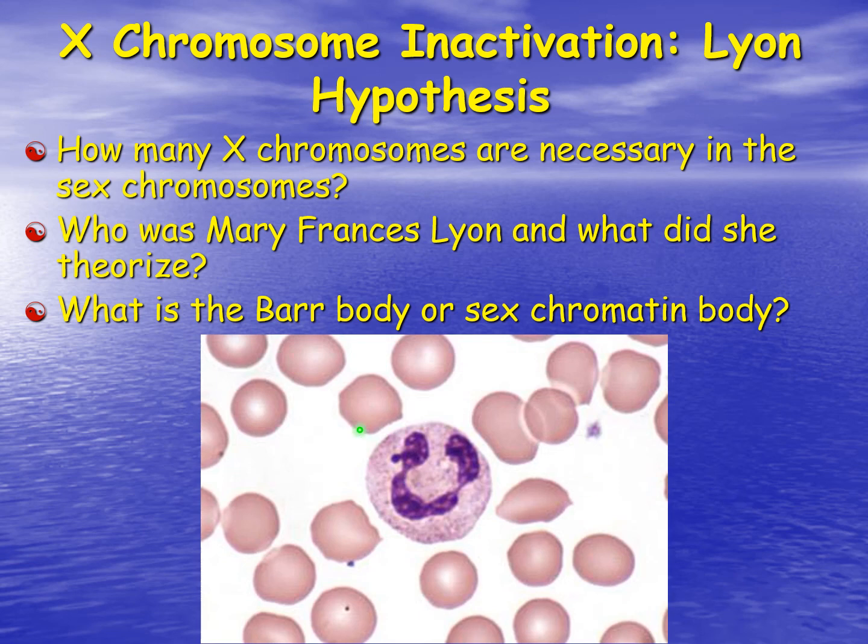And oftentimes you can actually see this in a neutrophil, and it's this little splotch right here off of the nucleus. This is actually an inactivated X of the double X in a female. And so since we only need one X, and that's a good thing since males only carry one X, then the extra X is simply inactivated in the cells of the female.